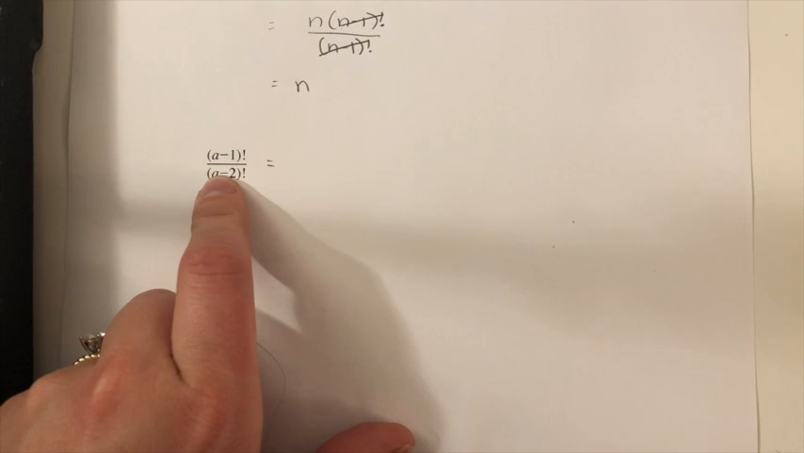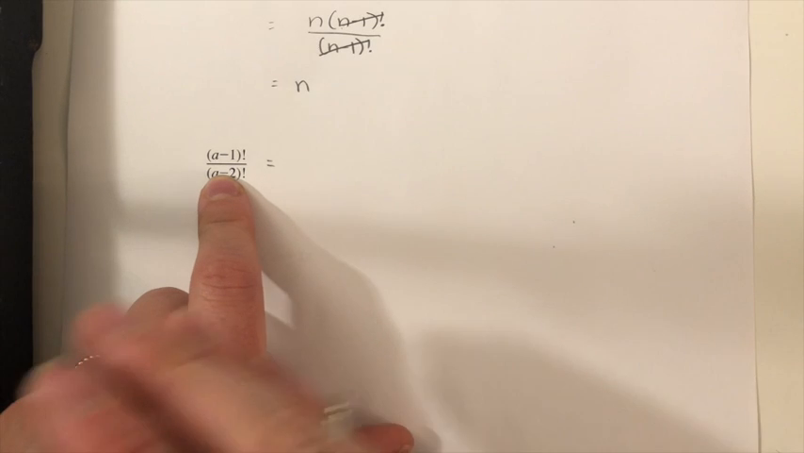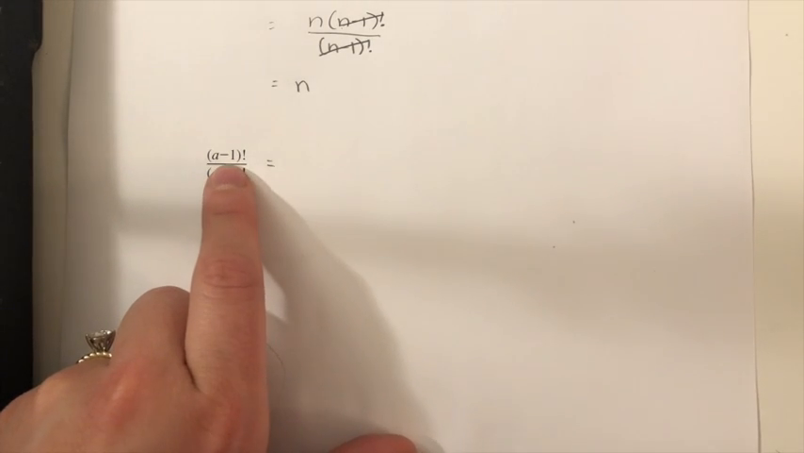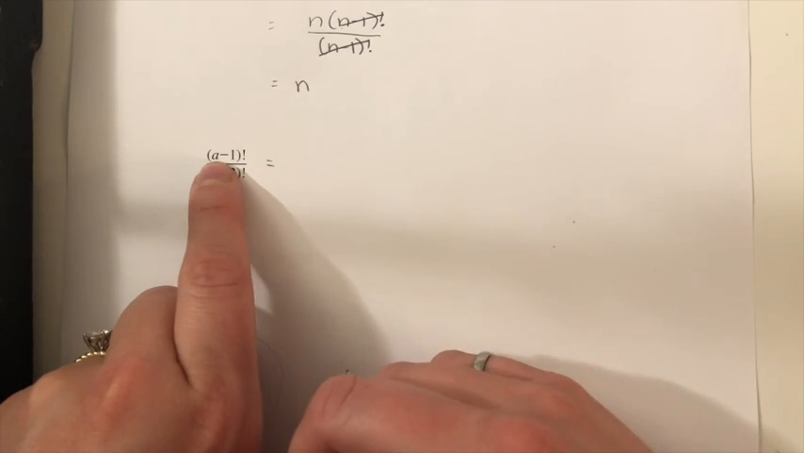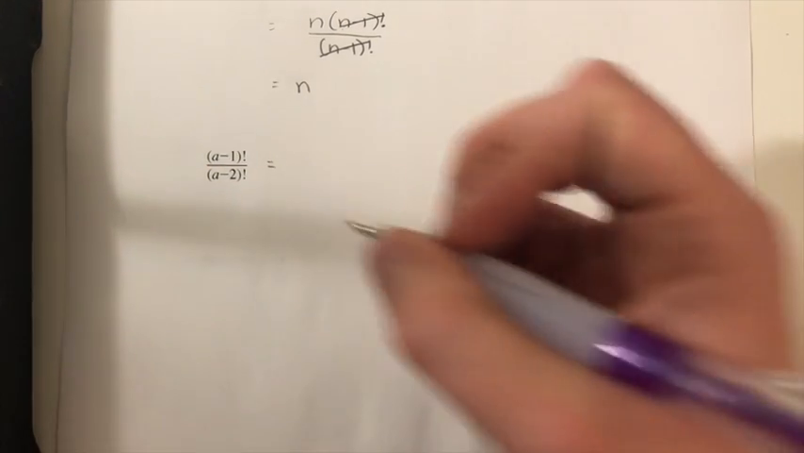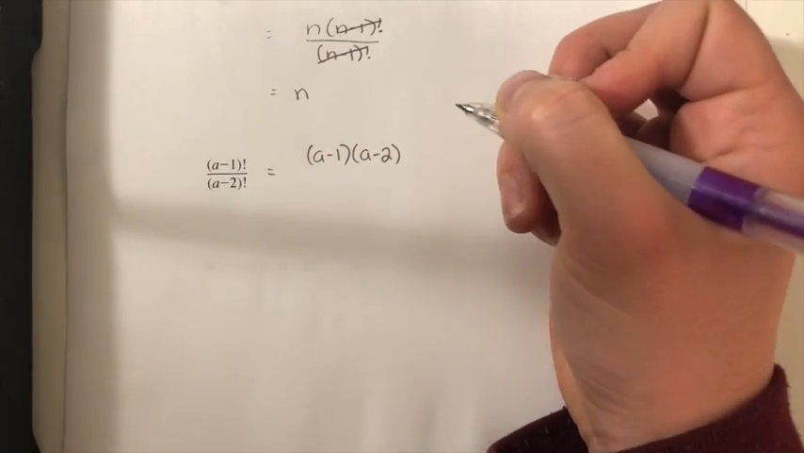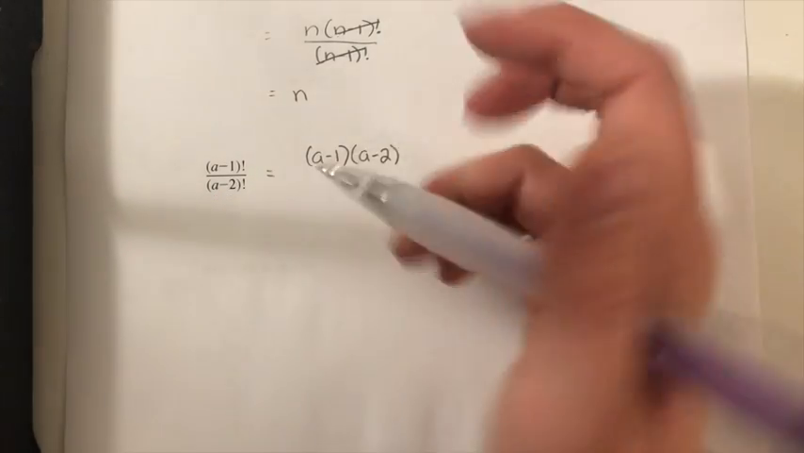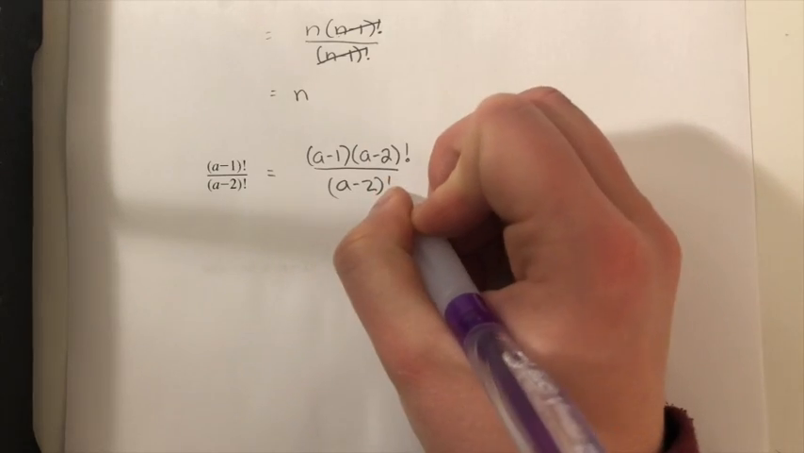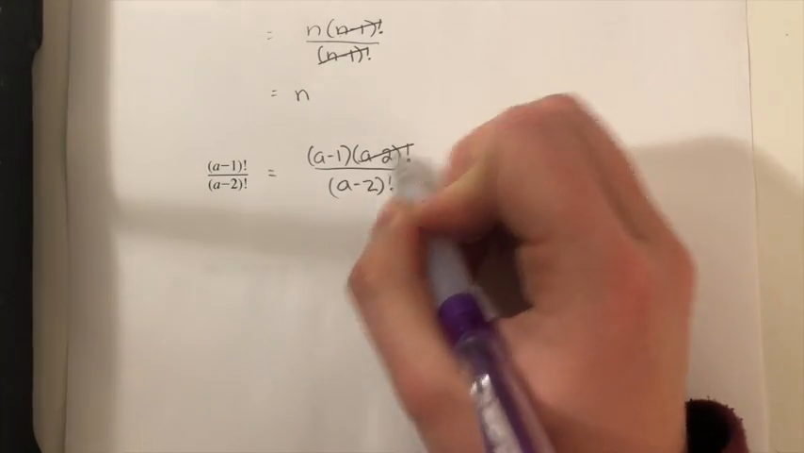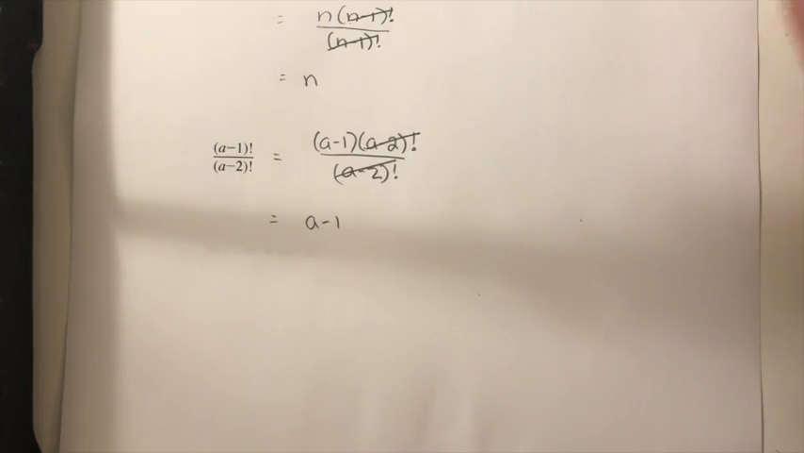We want to take whichever number is bigger and start expanding it out. Okay, so a minus 1 would be bigger than a minus 2, right? If, let's say, a is 10, 9 would be bigger than 8. So we're going to start with a minus 1, and then 1 less than that is a minus 2. And because that matches our bottom, we're going to stop there. And now my a minus 2 factorials match, so I can cancel them out. And I'm just left with a minus 1.